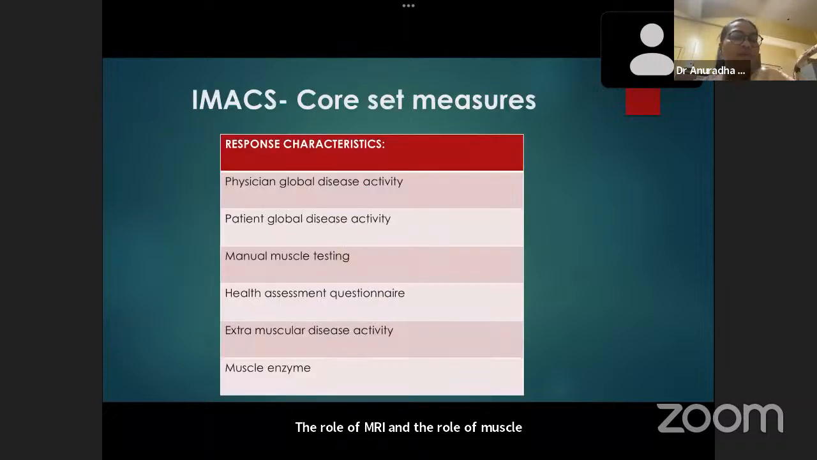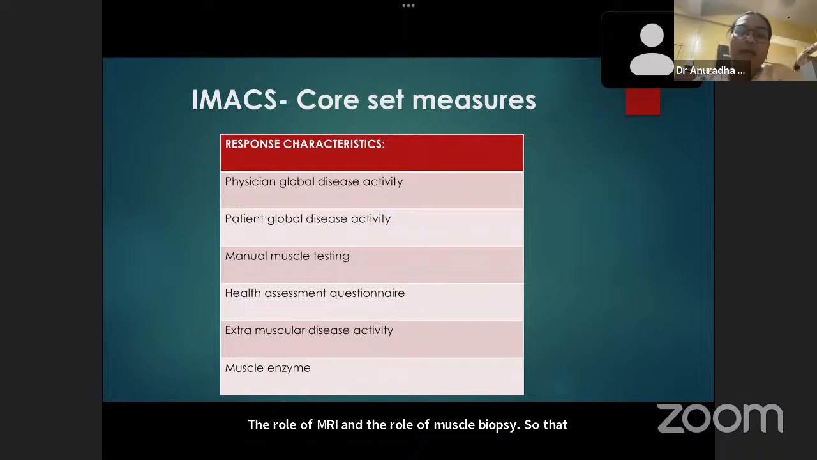So there is a score which is given by the International Myositis Assessment and Clinical Studies Group Disease Activity core set measures, which has been used in trials, but it can be applied to our patients to assess the disease activity and the treatment response. The response characteristics include the physician global disease activity, patient global disease activity, manual muscle testing in 8 muscles, health assessment questionnaire, extramuscular disease activity, that is dysphagia, ILD, and skin rash, and muscle enzyme.